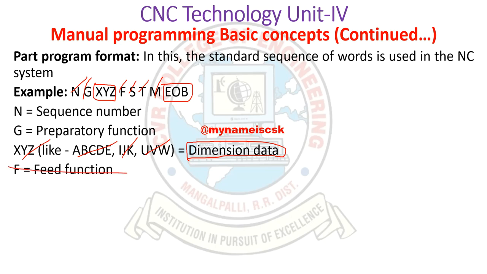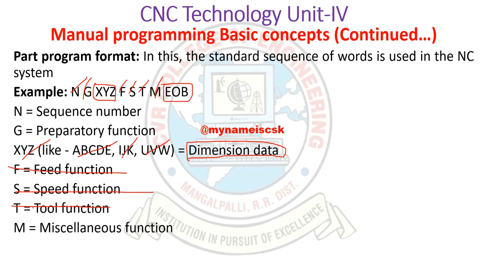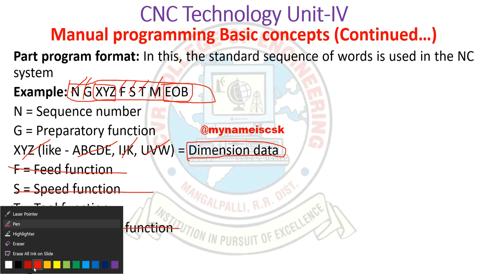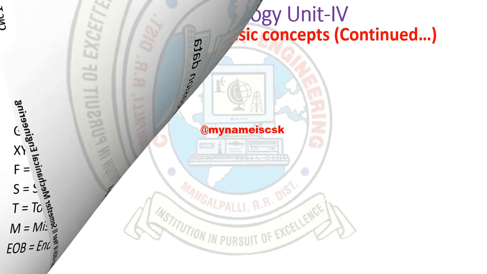Next, F is nothing but the feed function. S is nothing but the speed function. Next, T is nothing but the tool function. Suppose you want to change the tool from 1 to 12, then you write M06 and T12. M is nothing but the miscellaneous function. EOB is nothing but the end of the block. So this is the format you have to learn: N, G, dimensional data, feed, speed, tool, miscellaneous function, and end of the block. This is the format we follow while writing the part programming.